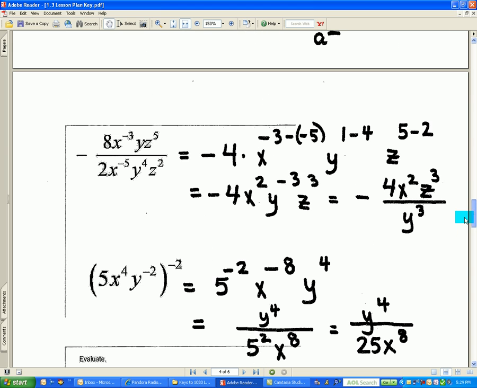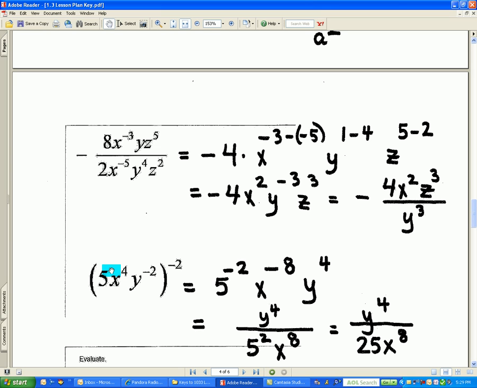Okay, let's look at this other example of an exponential type problem. We have 5x to the fourth, y to the negative second, inside parens, all being raised to the negative second power. Now, keep in mind that the 5 inside those parens is actually 5 to the first power. So you see there's an implied 1 there.